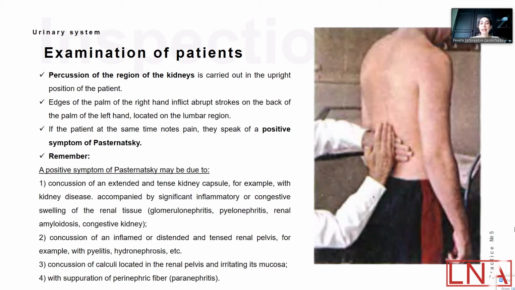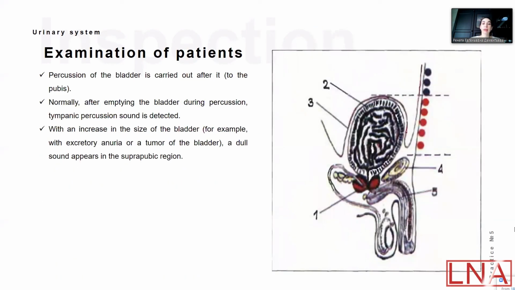concussion of an inflamed or distended renal pelvis, for example with pyelitis, hydronephrosis, concussion of calculi located in the renal pelvis and irritating its mucosa, and with suppuration of perinephric fat or inflammation in the perinephric spaces. A positive symptom of Pasternatsky, in all cases, is a common symptom of inflammation in the renal region.